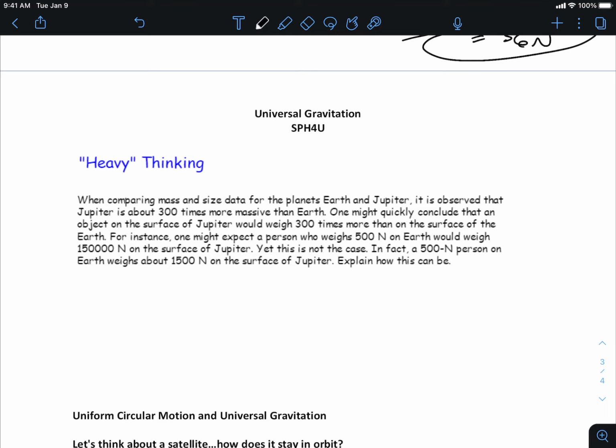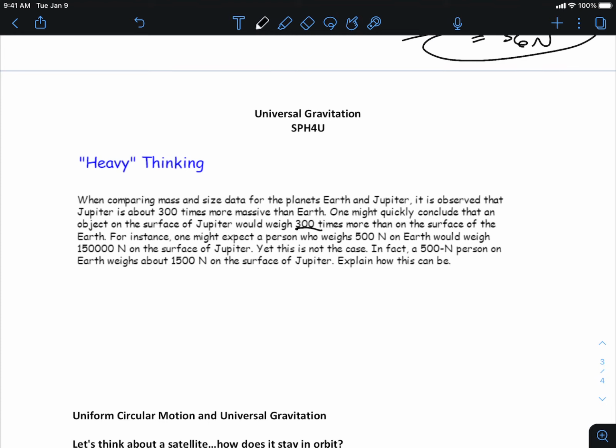So for instance, one might expect a person who weighs 500 newtons on Earth to weigh 150,000 newtons on the surface of Jupiter. But we don't see that this is the case, right? In reality, we see that a 500 newton person on Earth weighs about 1,500 newtons on the surface of Jupiter. How could this be, right?